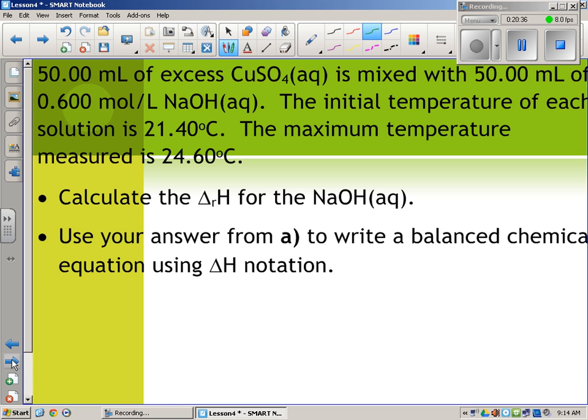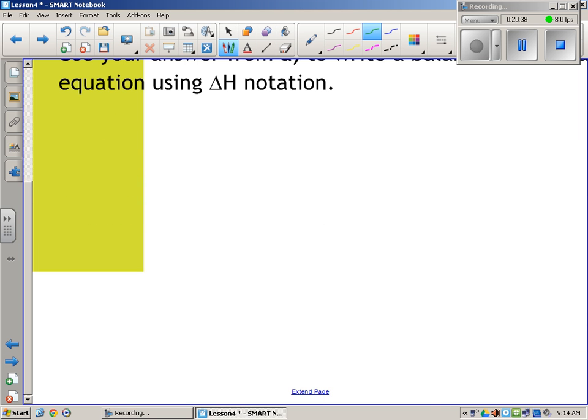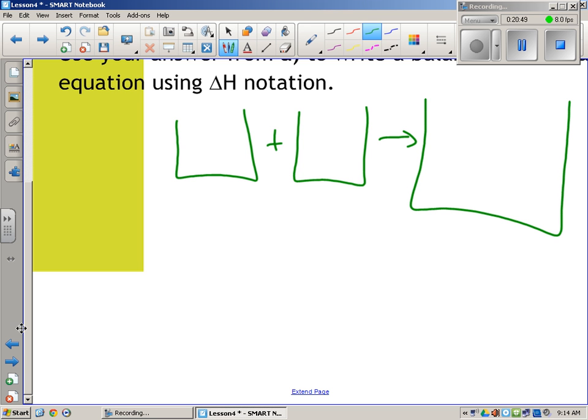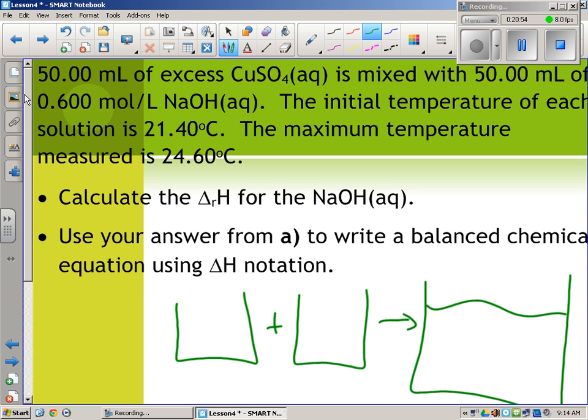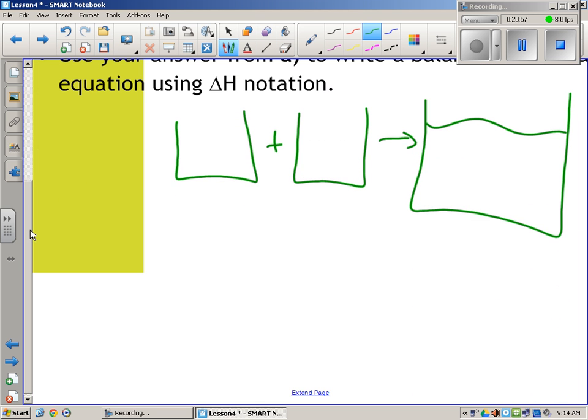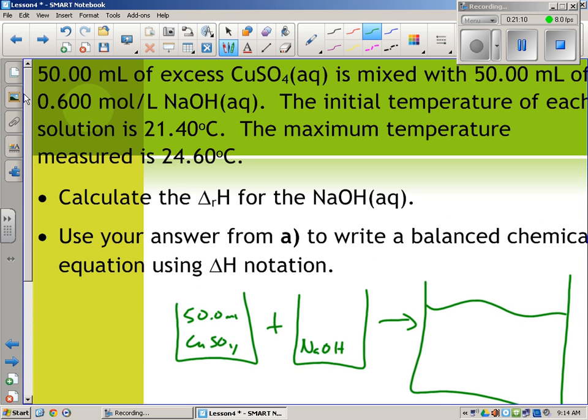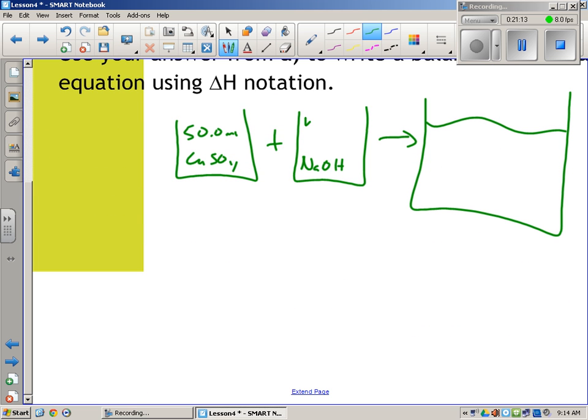So listen, first things first here. I guess we can start with, before we even get to the delta H or which is lost and all that stuff. Look, you're going to take this solution here, and you're going to add it to this solution here, and you're going to dump them in together into here. The first one here, it says you got 50 milliliters of excess copper 2 sulfate. So let's say you got 50 milliliters here of copper 2 sulfate. You're going to mix that with some sodium hydroxide. And what is it? 50 milliliters there as well, I think. Yeah, 0.6 molar.